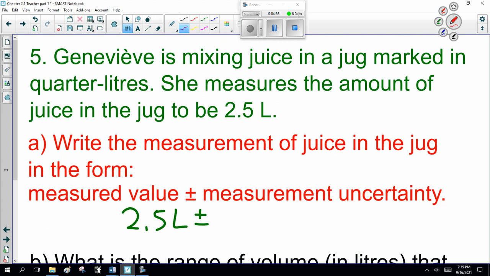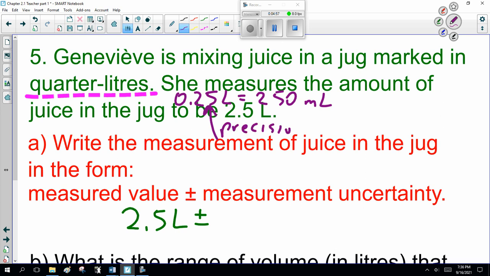So that is 0.25 liters, which is 250 milliliters. So this jug only has some lines on it. It's not great for measuring stuff. So our precision is to the nearest quarter liter, or 250 milliliters. So our uncertainty is half of that, 0.125 liters. So 2.5 liters plus or minus 0.125.